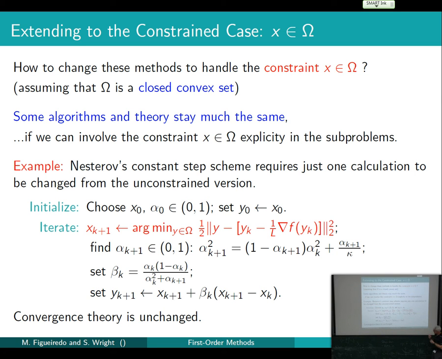All right, I promised you at the start, when you're dealing with first order methods, most of them you can extend to more general situations, such as where you've got constraints. So the Nesterov method, you can extend it to the case where you want to minimize F over some constraint set omega by just changing one part of the method, one line in the method. And that is, instead of defining xk plus 1 to be yk minus 1 over L times the gradient, you solve this little quadratic subproblem where you minimize this over y belonging to omega. So that's the only change you need to make to turn an algorithm for minimizing f into an algorithm for minimizing f subject to x belonging to omega.